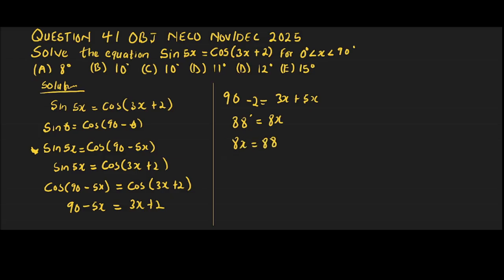We need to get our x, so we divide both sides by 8. So we have 8x over 8 equals 88 over 8. 8 cancels 8 here, we have x. 88 divided by 8, we have 11. So the value of x is 11 degrees. So the correct answer here is option D. Surely.